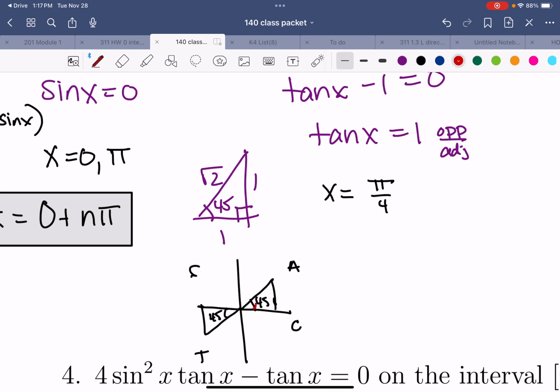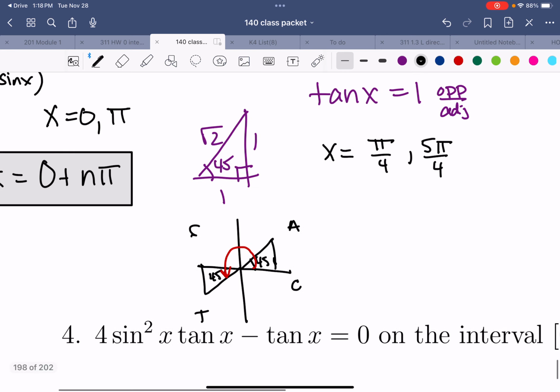And then if we're going all the way around, that's going to be 180 plus 45, and that's going to give us 225. And if we convert 225 to radians, we get 5 pi over 4. So my two values are pi over 4 and 5 pi over 4. And then, of course, plus or minus n pi.